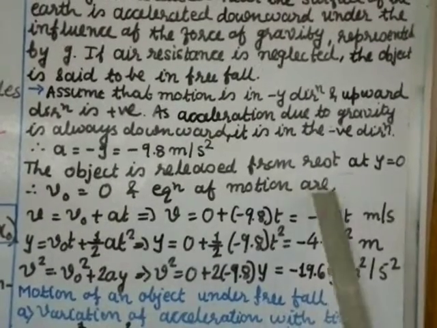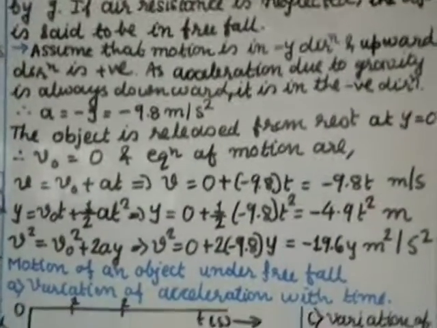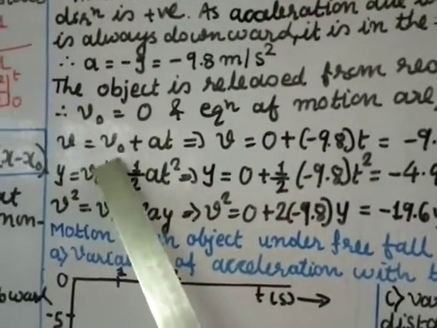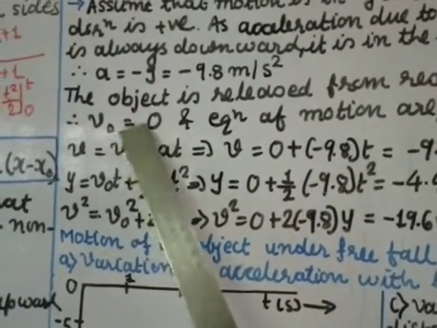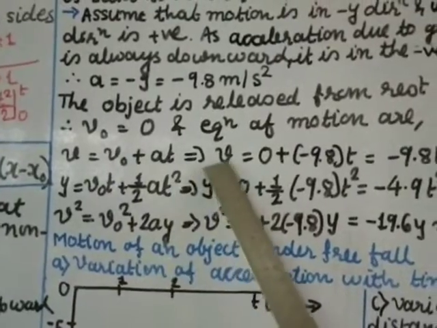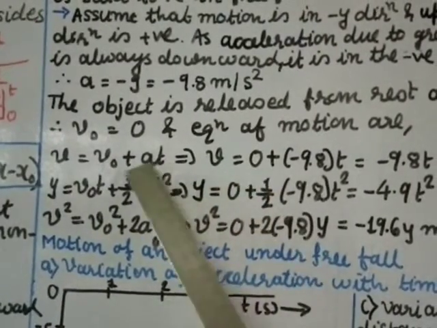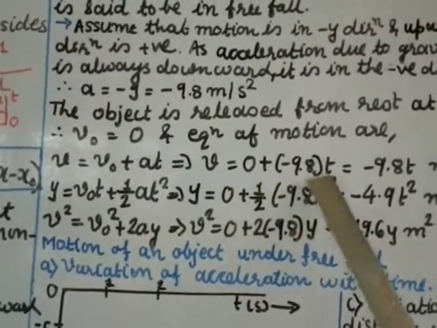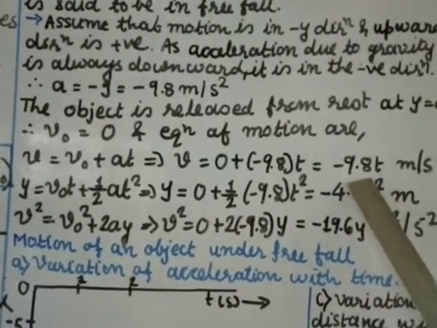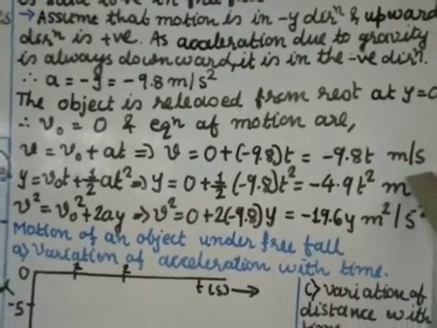And the equations of motion we have derived, so we shall use those equations. So v is equal to v0 plus at. Now put the value v0 as 0. So we put v equal to 0 plus a value as minus 9.8 into t. This gives you minus 9.8 t meter per second.